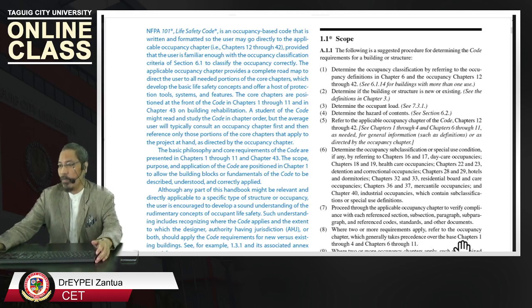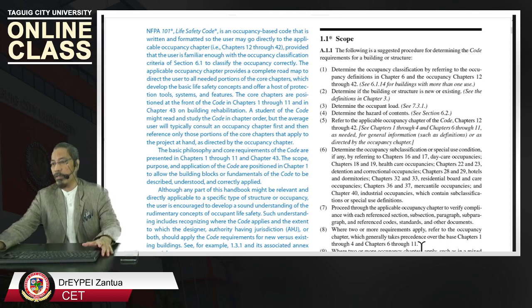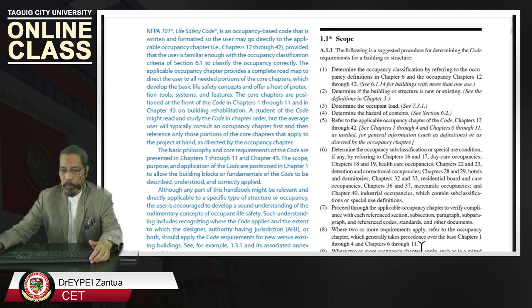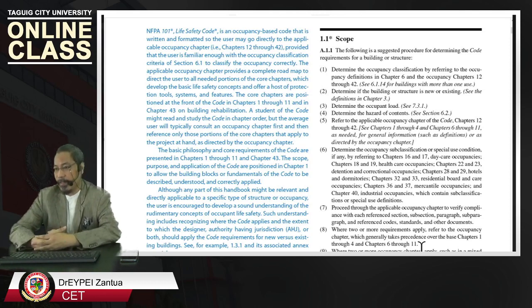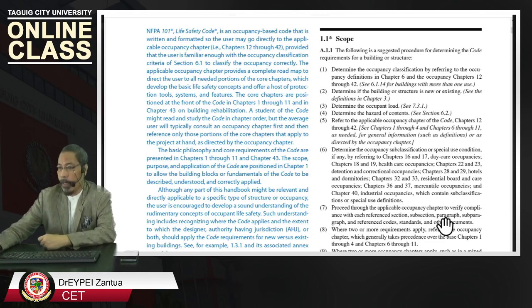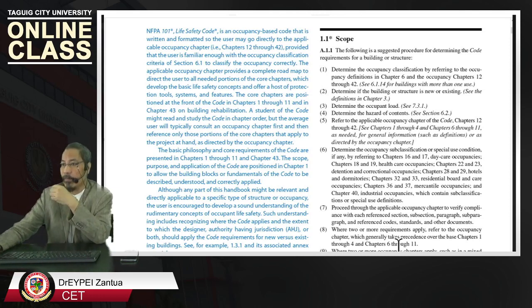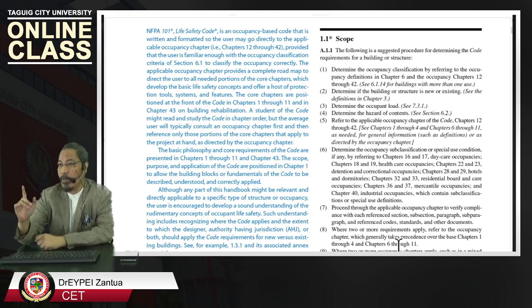Which generally takes precedence over the base chapters 1 to 4 and chapters 6 to 11, okay? That is how it is prioritized. For example, there are conflicting or confusing provisions in several sections. Then you have to go back to the occupancy chapter. What is the occupancy chapter? Wherein we determine the type of occupancy. That is step 1. So look back at step 1, determine the occupancy classification. And that is in chapter 6. Okay? That is the priority.